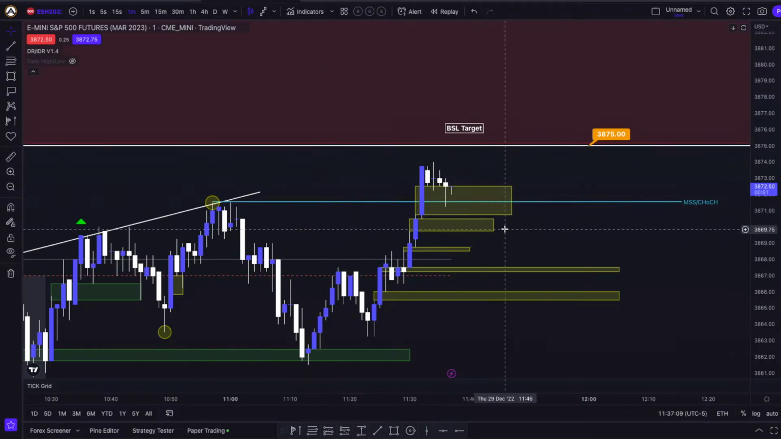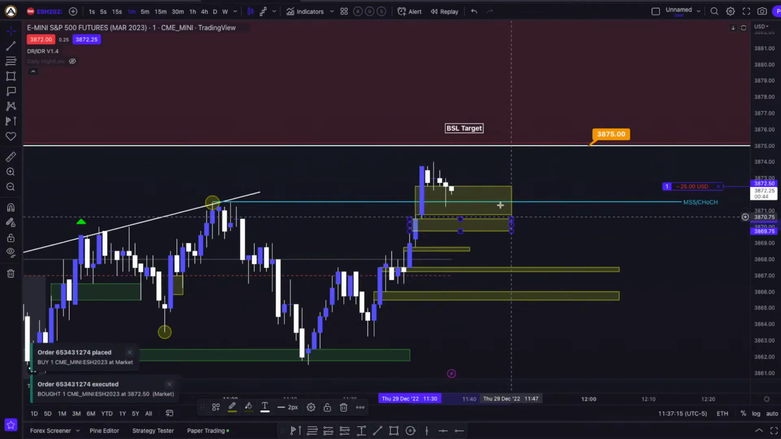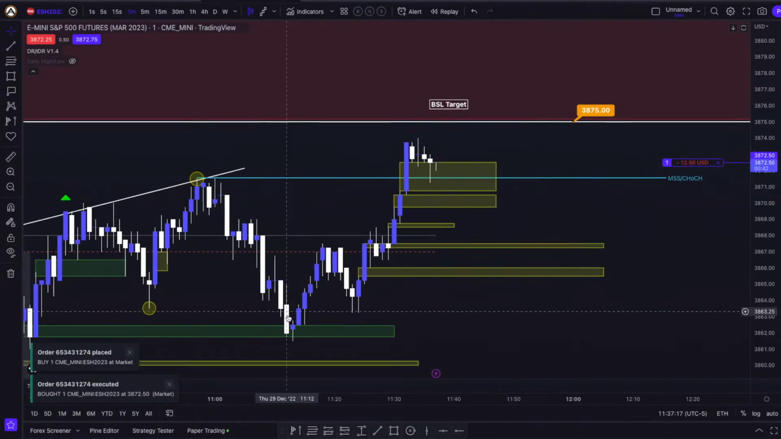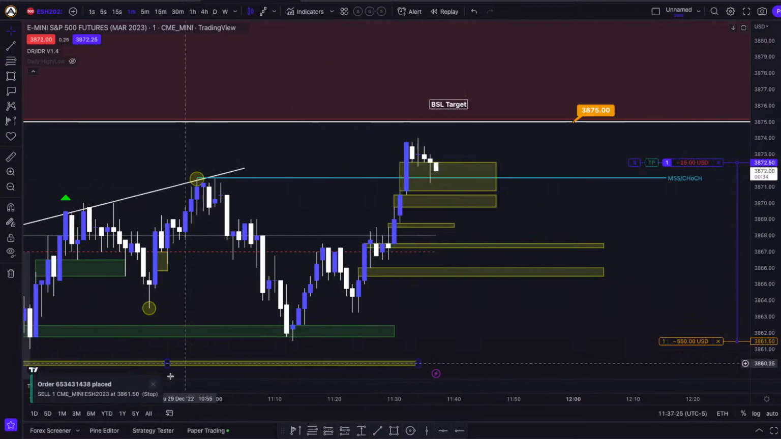All right, I think I'm just on this paper trading account, slowly scaling into the market with multiple contracts. My ultimate stop loss is going to be somewhere down here below our new swing low, basically $550 with 1 contract.